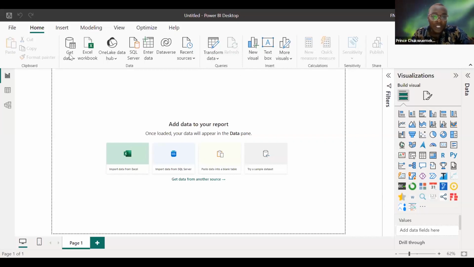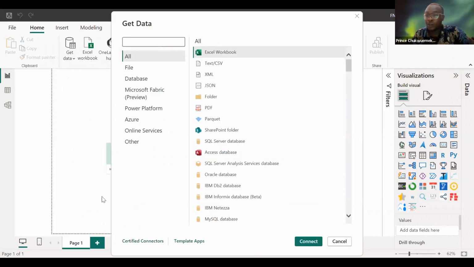To connect to any data source, you would want to go to Get Data. We have two different kinds of data sources: on-premises and cloud. On-premises data sources are things like Excel on your local computer and SQL servers on your local computer. When we talk about cloud, we talk about Azure, Power Platform, and other sources like websites. You can connect to a website. You can connect to various places.